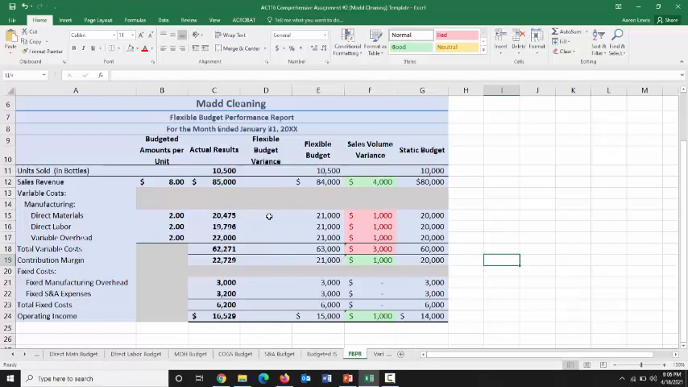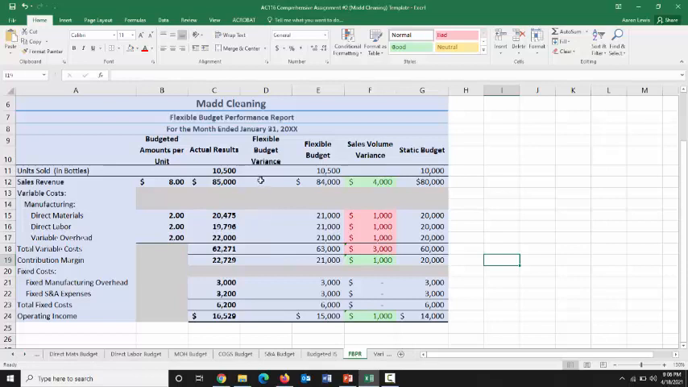Did you have to use more materials to produce these bottles of all-purpose cleaner than you thought you were going to? Did it take your employees more hours to produce these goods? Even other things, did machines break down more than you thought they were going to and needed to be repaired? Flex budget variance is literally everything else besides the fact that you sold more units than you thought you were going to.